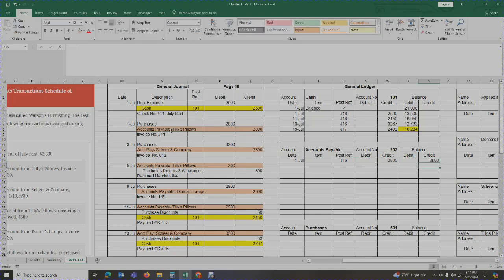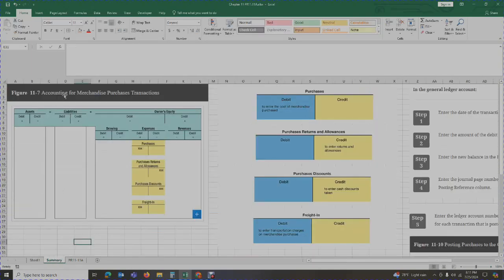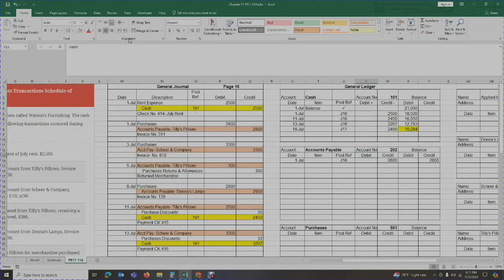Now, accounts payable, let's look at our figure 11-7. Accounts payable is a liability. A debit decreases, a credit increases. So let's go ahead and put that here. A debit decreases and a credit increases. Okay, so when you have a debit, you subtract. When you have a credit, you add. And this impacts all of your liability accounts, which we only have one, which is your accounts payable.